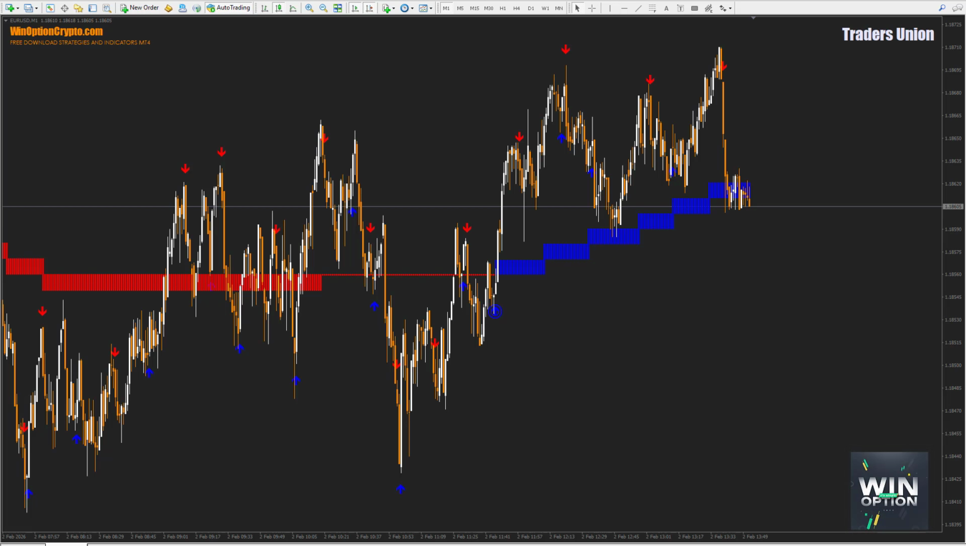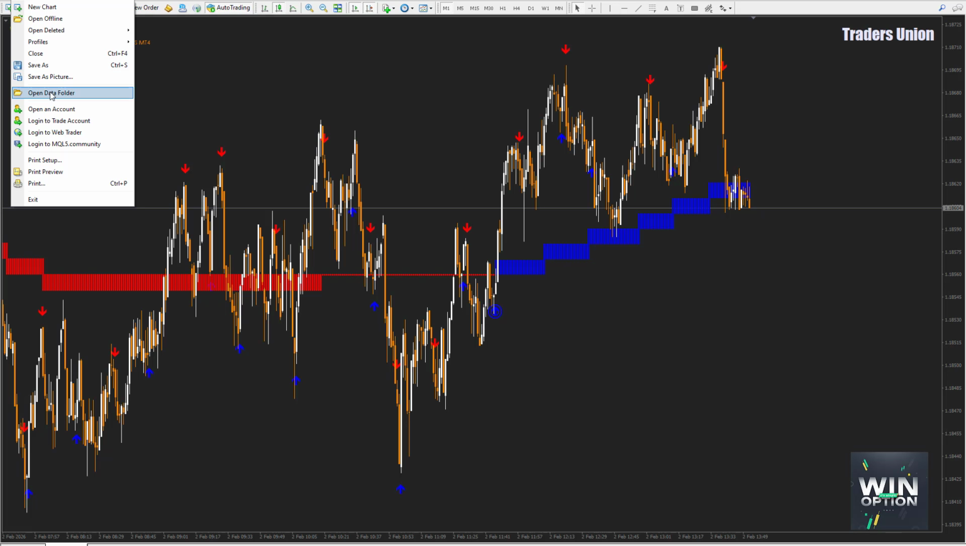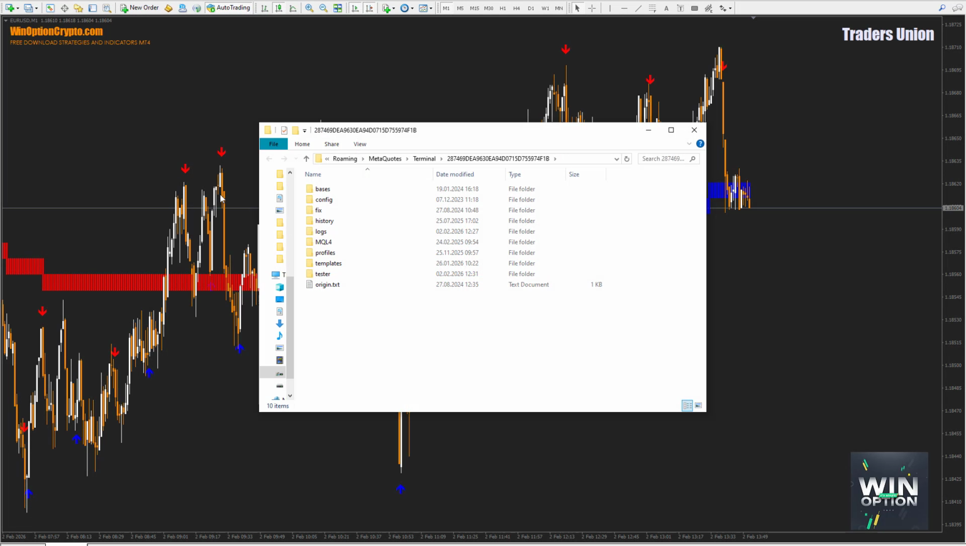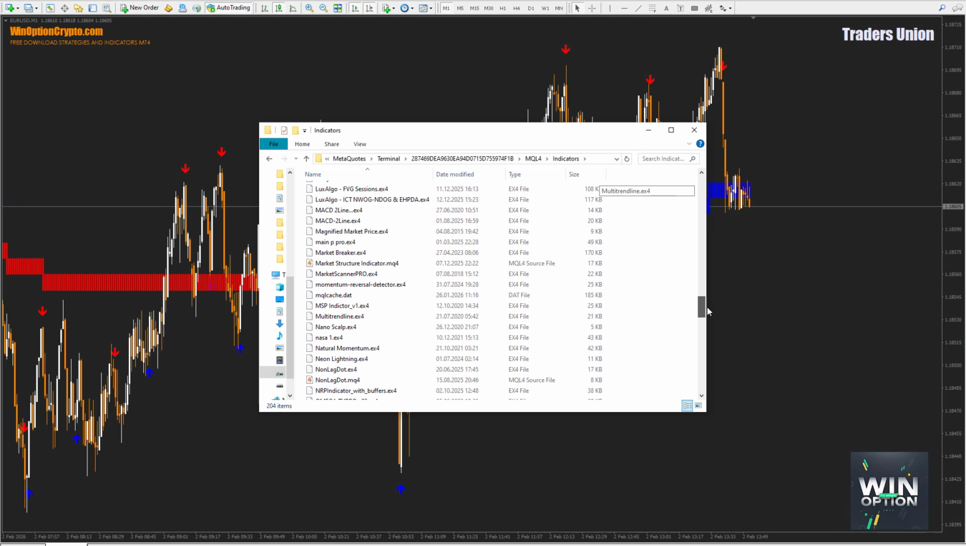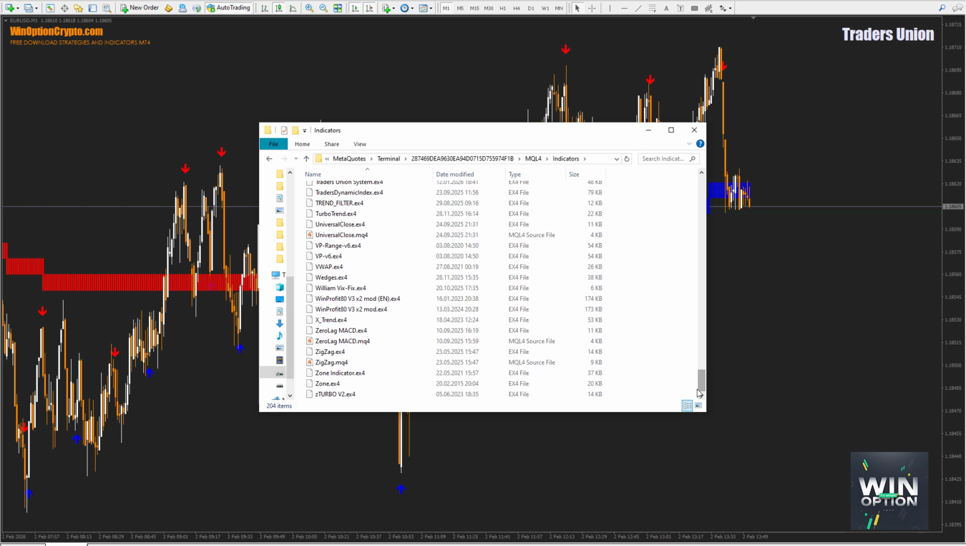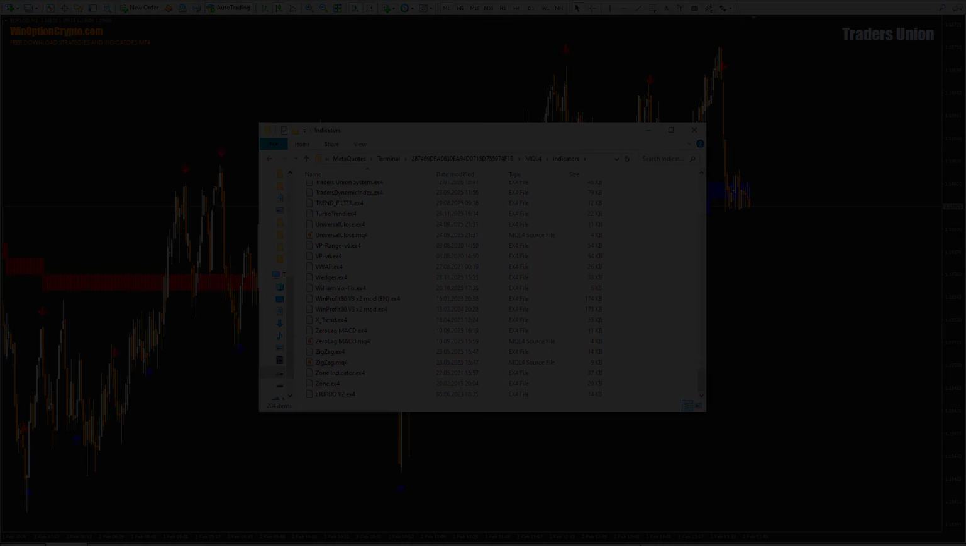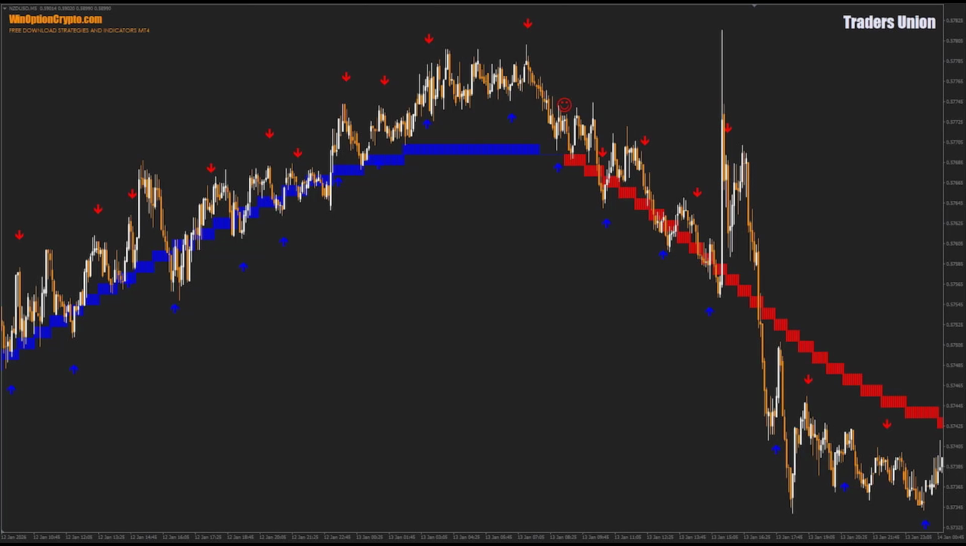First, let's install Traders Union into the MetaTrader 4 terminal. The indicators of this strategy, as well as our template with all the settings, are installed using the standard method. You can find a link to the archive with all the indicators and detailed installation instructions in the description below this video. Now, let's break down the operating principle and key settings of this strategy.